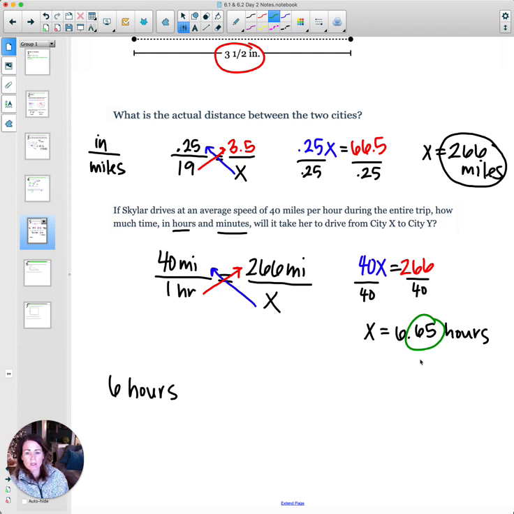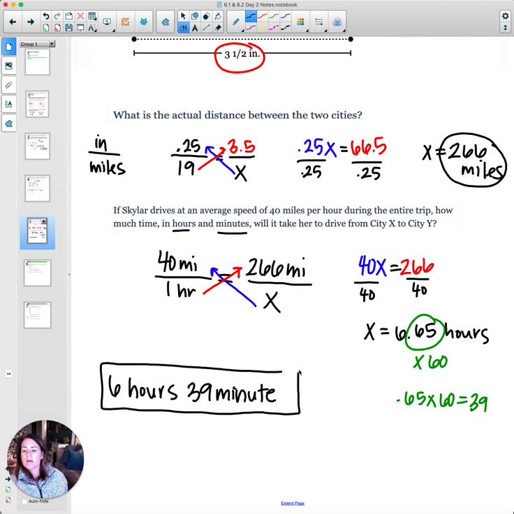So how many minutes are in 1 hour? So there's 60 minutes in every hour. So take that 0.65 times 60 to convert it to minutes. And that's going to be, so 0.65 times 60 is 39. So you're going to get 39 minutes. So 6 hours, 39 minutes to travel 266 miles at 40 miles an hour.